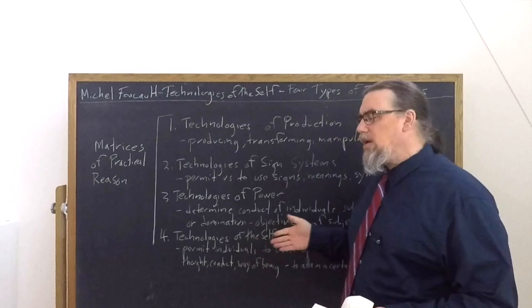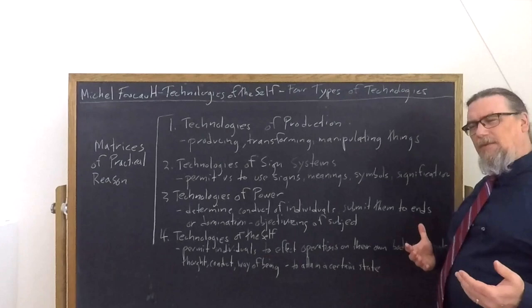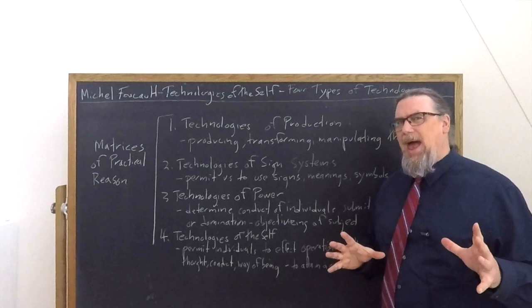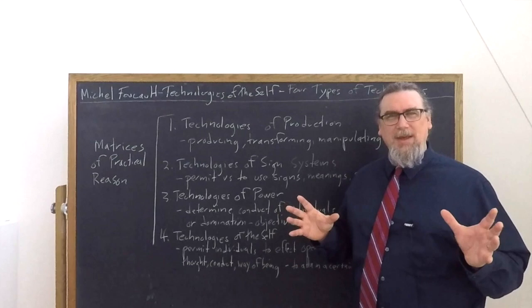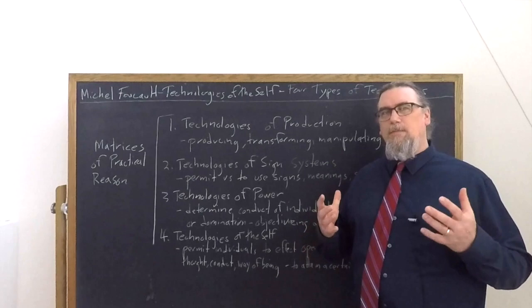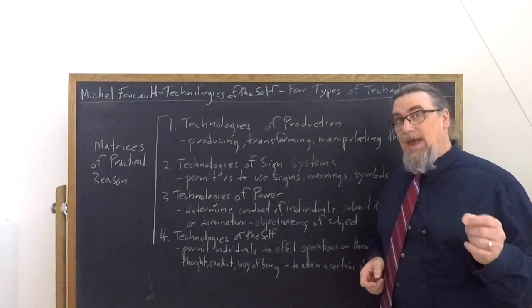Aren't technologies of the self like anti-domination? You know, they're good, and technologies of power, they're bad, right? And then the other two are maybe neutral depending on how we use them. Foucault does not buy into that at all. Whether they're good or bad really depends on the perspectives that we're taking on them. And technologies of the self do involve a certain domination.